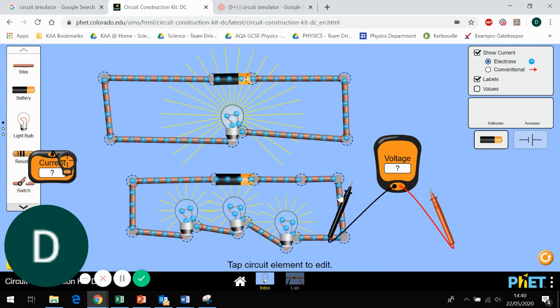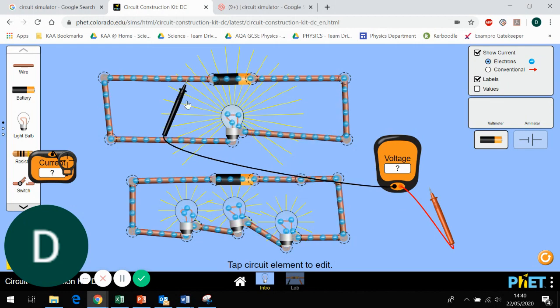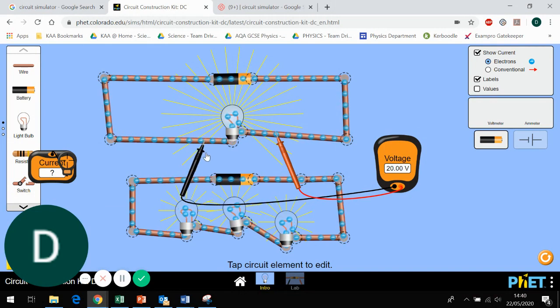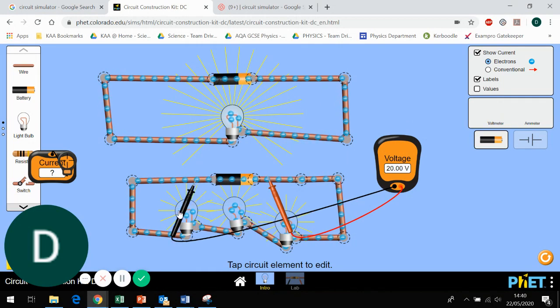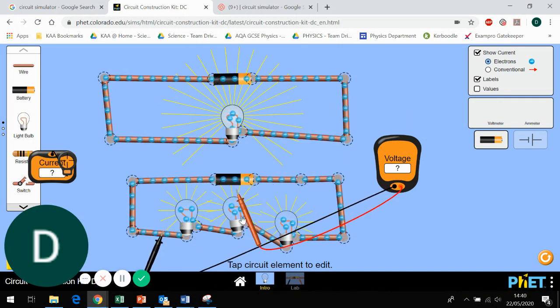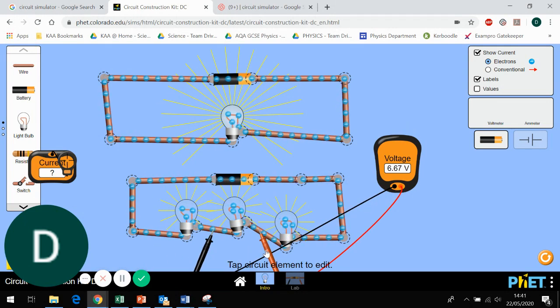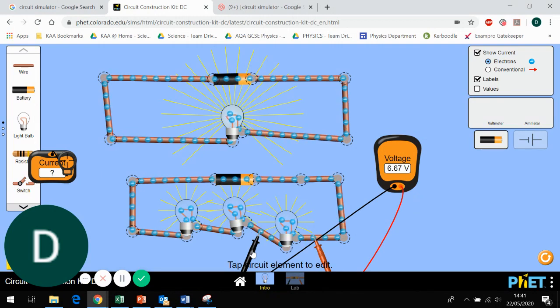Let's have a look at the voltage or the potential difference. So let's check what the voltage of the battery is. It's 20 volts. So what's going to be the voltage across the bulb at the bottom? Well, there's only one bulb, so it must be 20 volts as well. Let's compare that to the second circuit. 20 volts across the battery. What's the first bulb going to be? Well, there's 3 bulbs, each will get a third, so that's one gets 6.67. The middle one, 6.67, and the final one, 6.67.